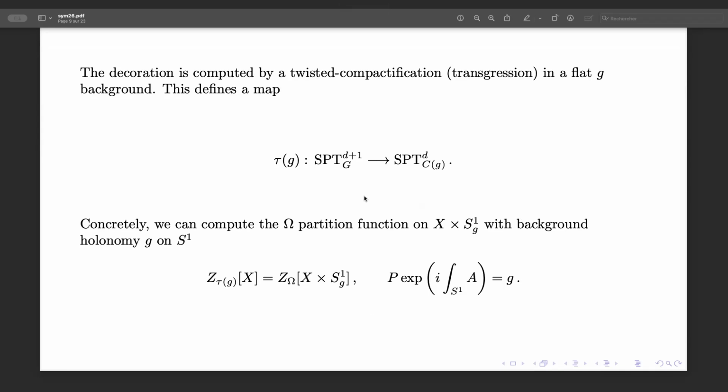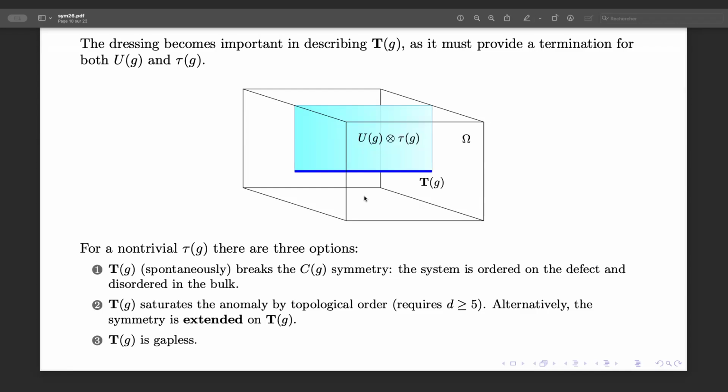So what's the punchline then? Now you consider an open symmetry defect in this setting. And you see, because of the dressing, the monodromy defect, which here is called T of g, must carry edge modes for this tau g SPT.